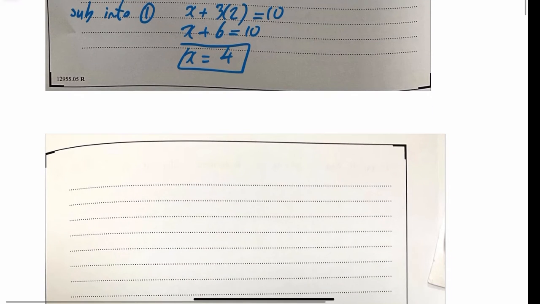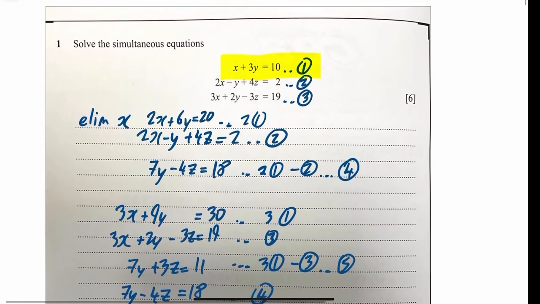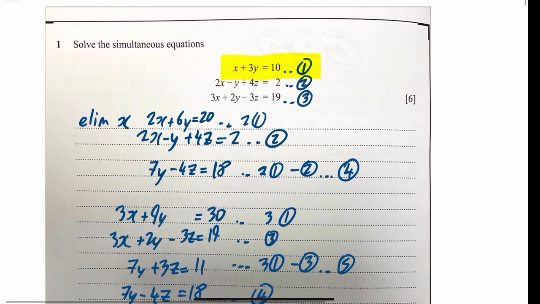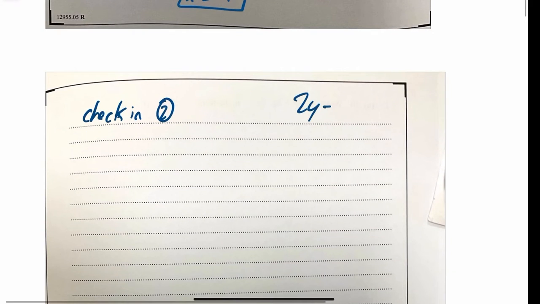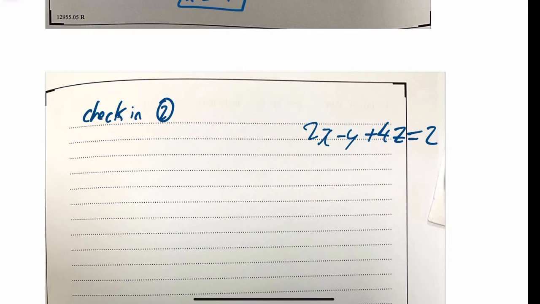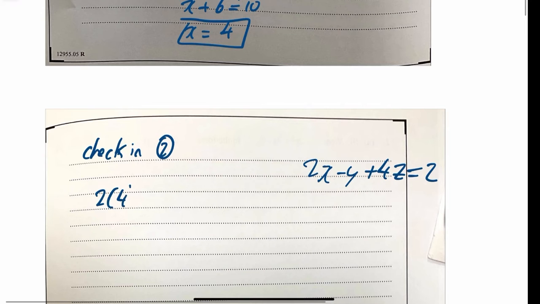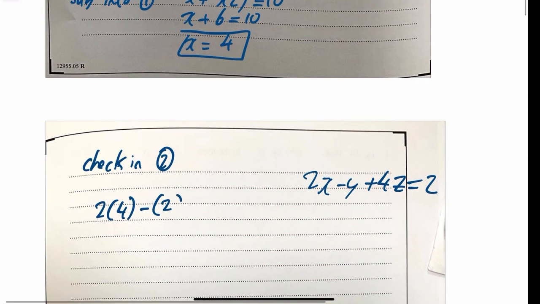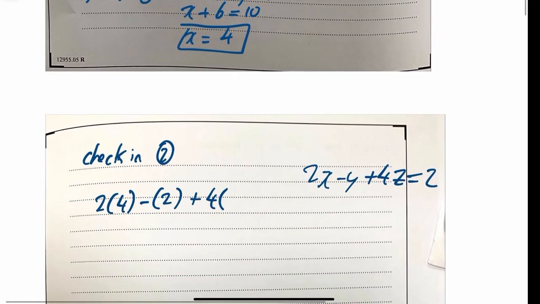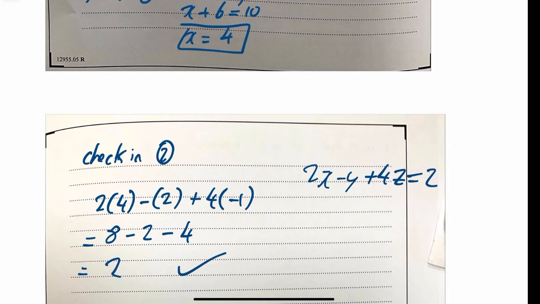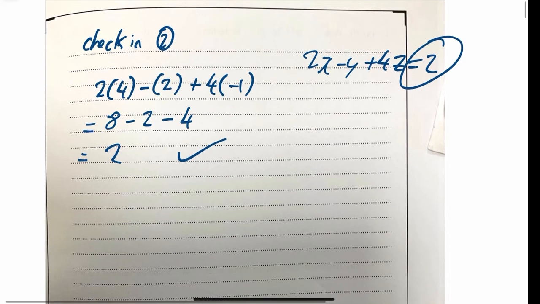And then definitely what you should do is check in equation 2. My equation 2 was 2x minus y plus 4z equals 2. So I'm going to check in this equation. Our x was 4, so 2 times 4, minus my y, which was 2, plus 4 times my z, which was minus 1. If you do that out, you're going to have 8 minus 2 minus 4. That's 8 minus 6, which equals 2, which is what we wanted. So we are right. So just write down your answer.